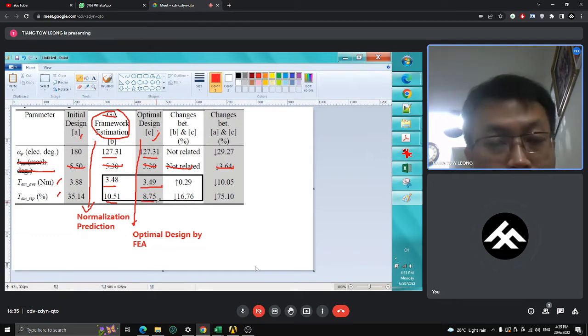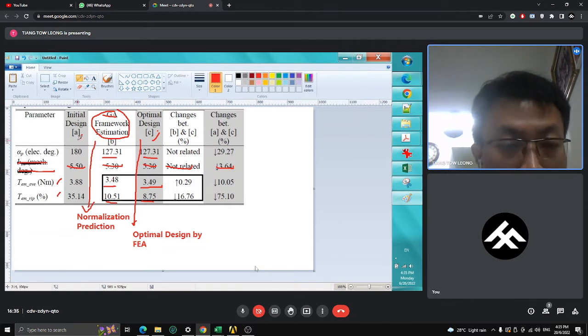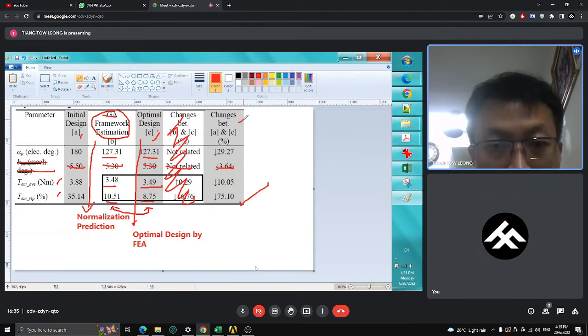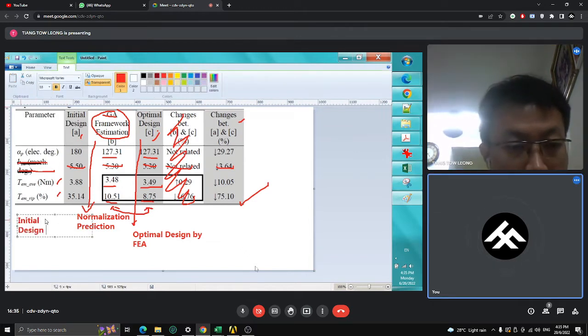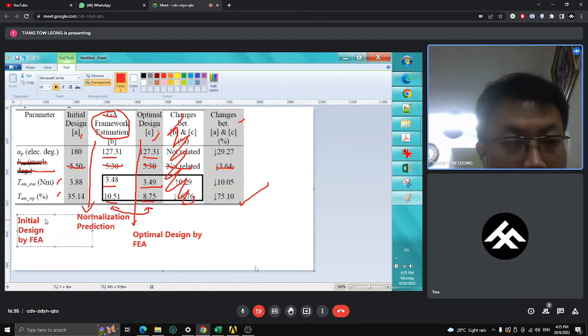Yeah. Okay. So changes between macam ni, then we only take changes between A and C lah. Ini tak mau pakai ni. Since ini dua adalah sama kan. So we will take the changes between A and C, which is the initial design by FEA. This one kita pakai. Initial design by FEA.